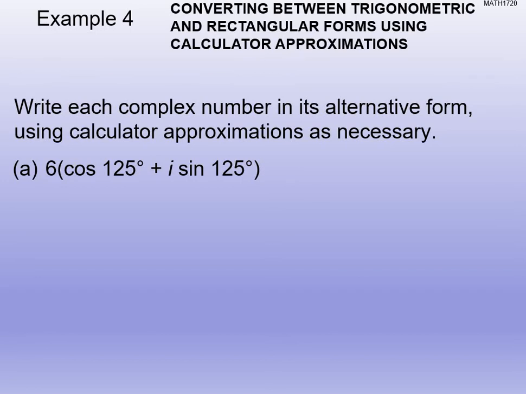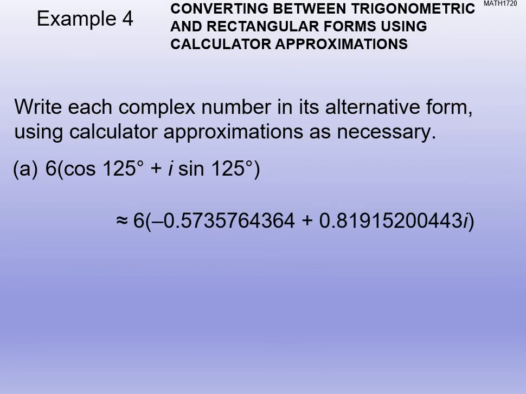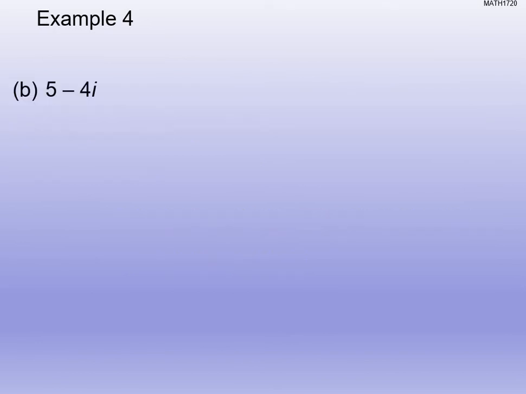rectangular forms. So remember, x equals r cosine theta, y equals r sine theta. So literally we can just substitute those in. So cosine of 125 is negative 0.57, and sine of 125 is 0.81. So then we take 6 times each one of those, and we get negative 3.44 plus 4.91i. Always carry the i. The i is important because we're dealing with complex numbers, so don't just leave it off.